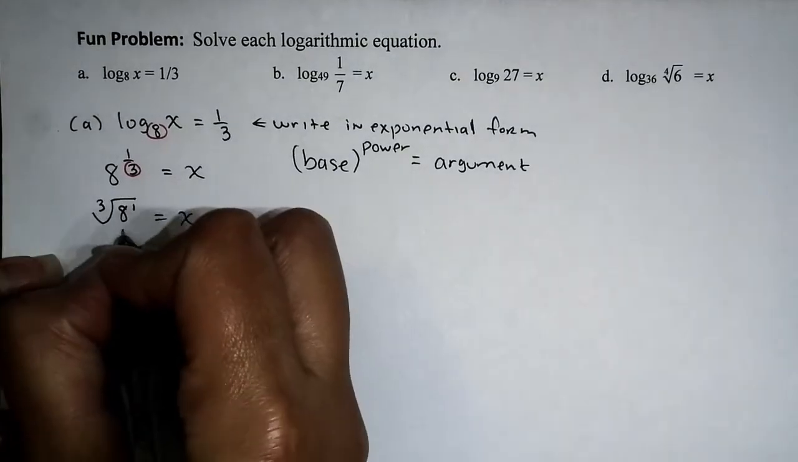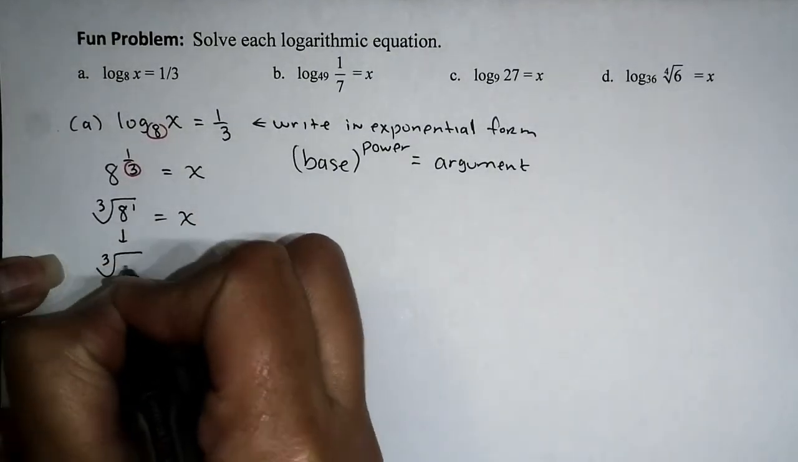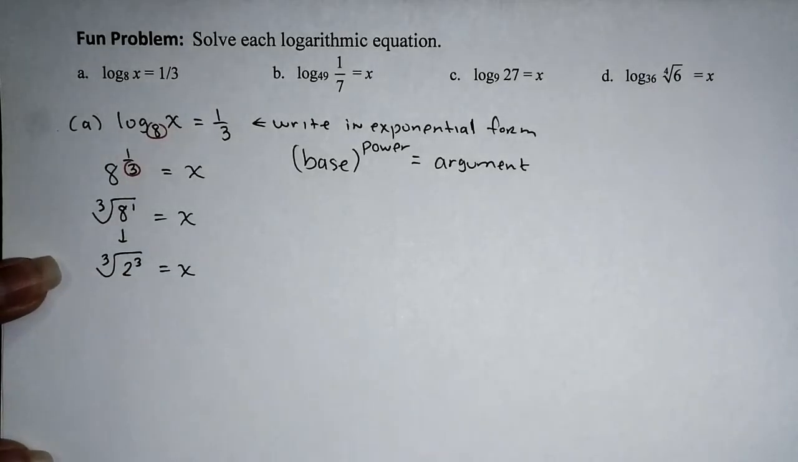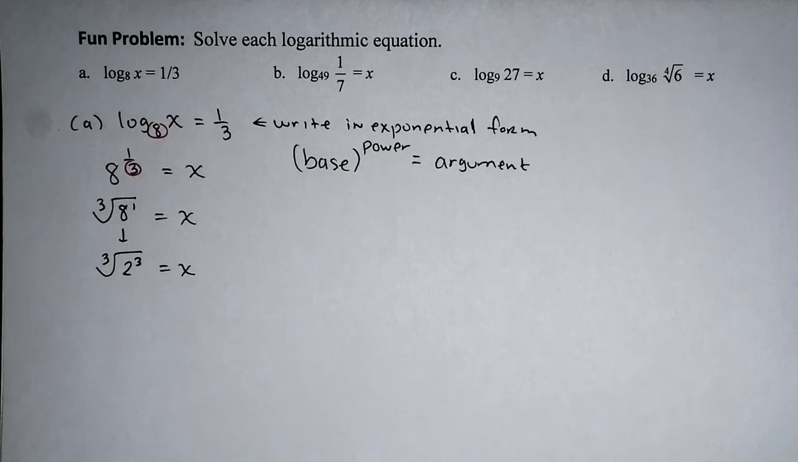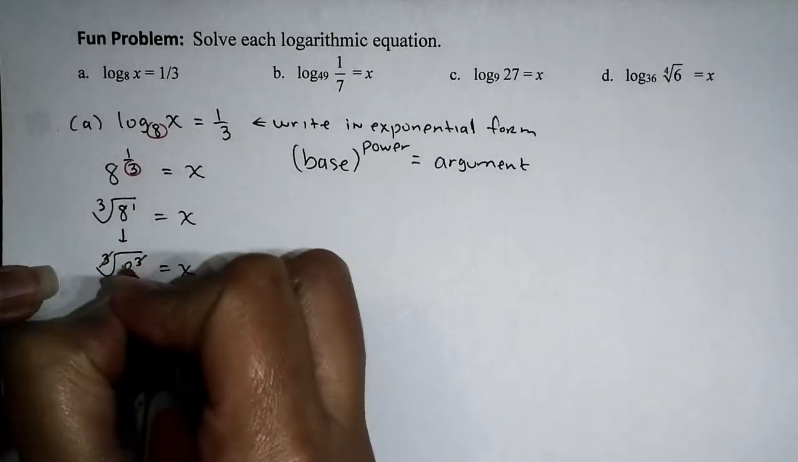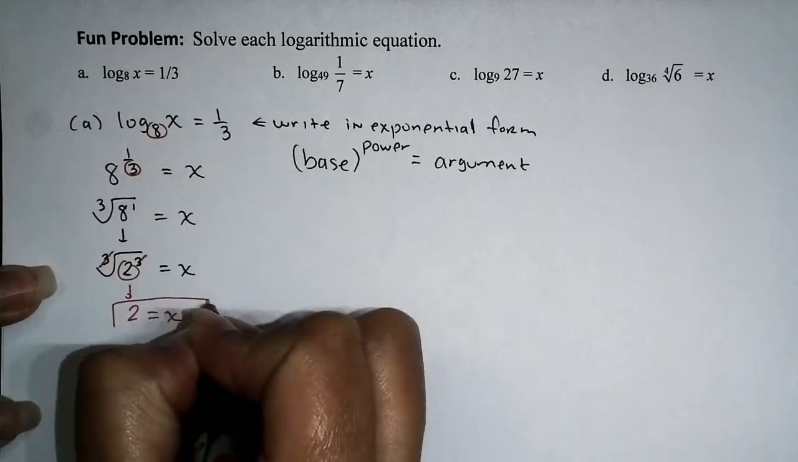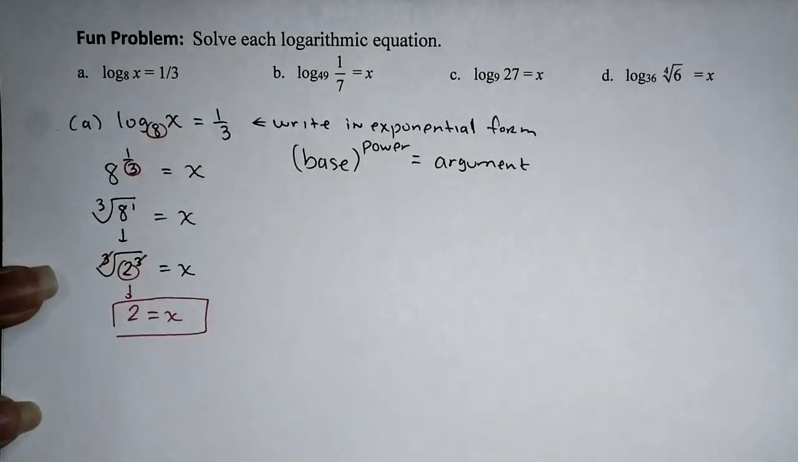So let me just write 8 as a product of prime factors. I believe it's 2 to the third. And then with confidence, I'm like, oh yeah, index is 3, power is 3. Since they're the same, they undo each other, and that will leave us with the radicand of 2. So the moral of the story is that the solution is 2.